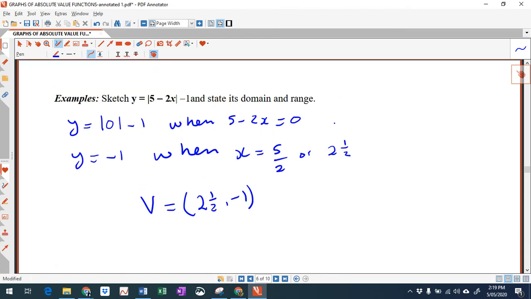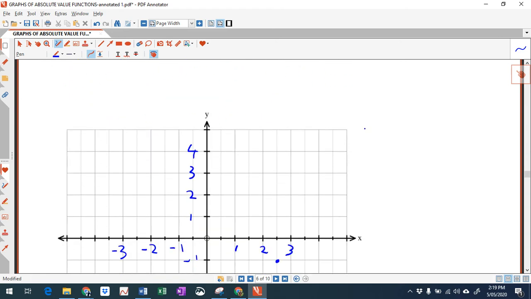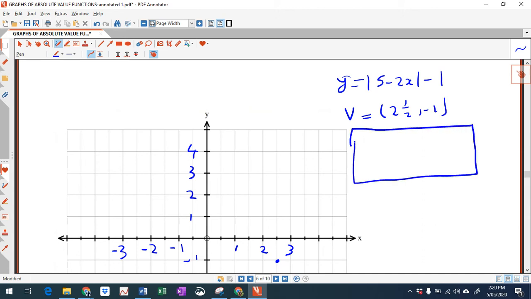Now I need a point on either side of the vertex. Now think back to your equation. What is it? 5 minus 2x, minus 1. So I'll just write that down here. y equals absolute value of 5 minus 2x, minus 1. We know that the vertex is at 2.5, negative 1, and I know I need a point either side of that vertex. Now, x equals 0 is a good idea because it gives me the y-intercept. So if I put x equals 0 into this, I get absolute value of 5, which is 5, minus 1 is 4. So there's my first point on the left-hand side of the vertex.